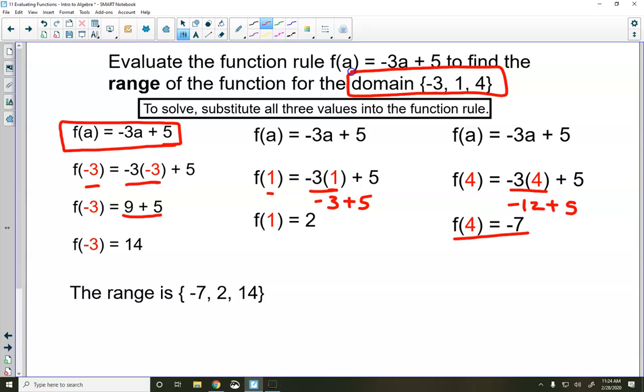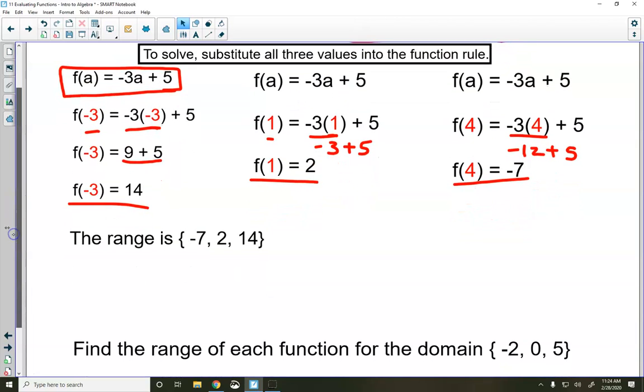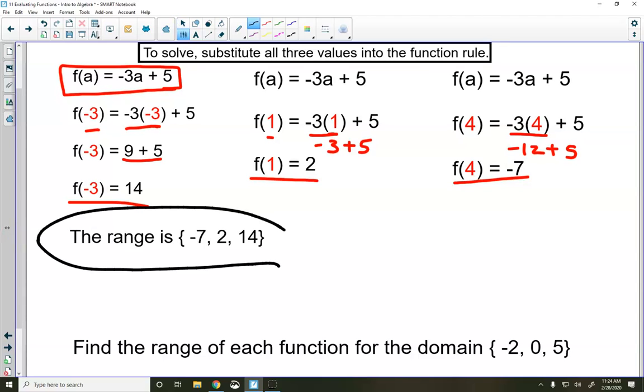I now have answers of negative 7, 2, and 14. They want me to write the range. To do this, you would say the range is, and then in brackets we'd write the three solutions we have. We have 14, 2, and negative 7. Like our mapping diagram, right, we wrote those numbers in least to greatest order. So we're going to write it as negative 7, 2, and 14. And this would be how you answer this question.